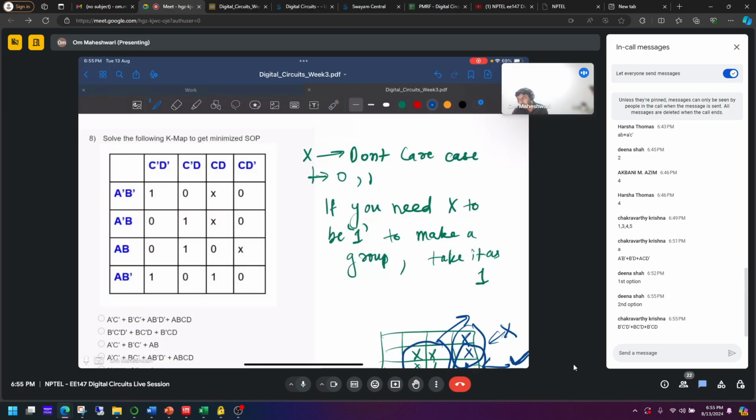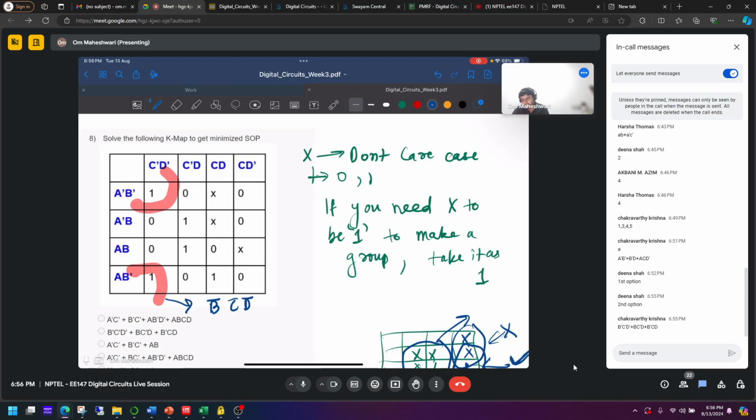So let us make the groups here. The largest group I can see is here: one, one, one, and one. Oh, sorry, these two cannot be. This is not the largest group, this is just one group. Mistake. This is one group, and this is B bar, C bar, D bar.